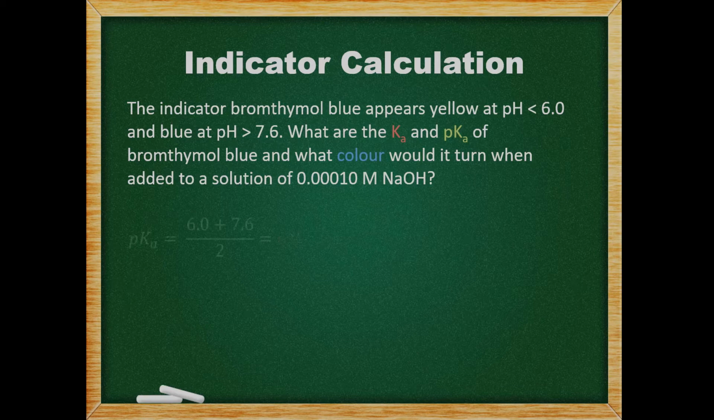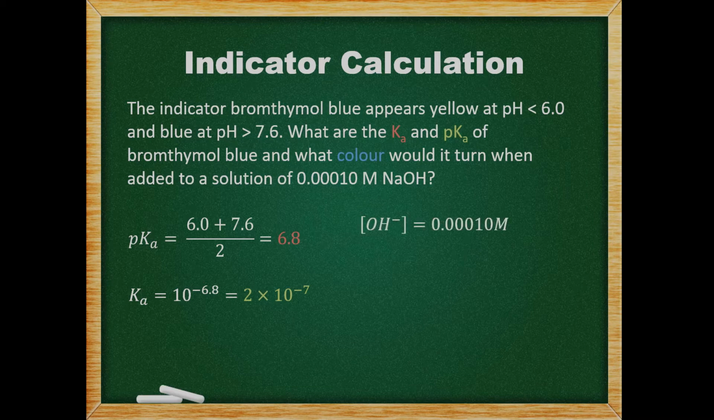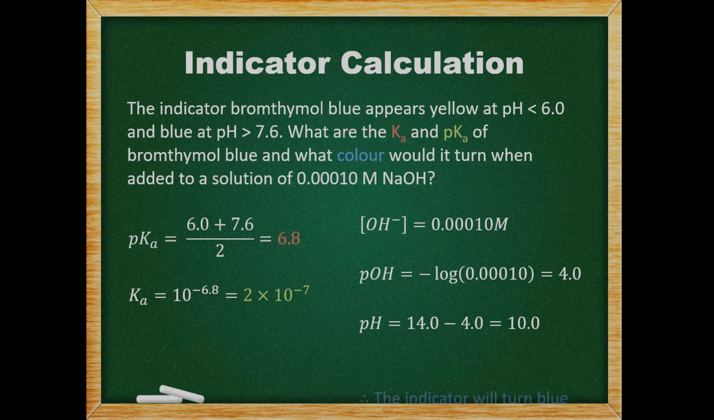First, we can average the two values associated with the color change range to give us the pKa of the indicator. 10 to the negative power of this value will give us our number for Ka. The solution of sodium hydroxide would have a hydroxide concentration of 0.00010 molar. After converting this to the pOH, we can subtract it from 14 to get the pH. Since the pH is above 7.6, the indicator must turn blue.